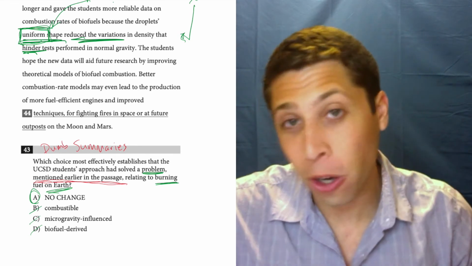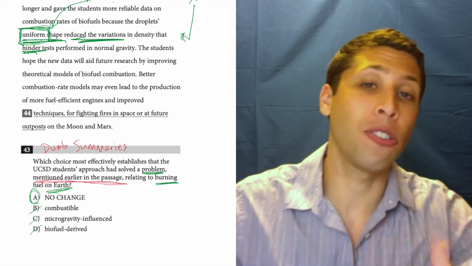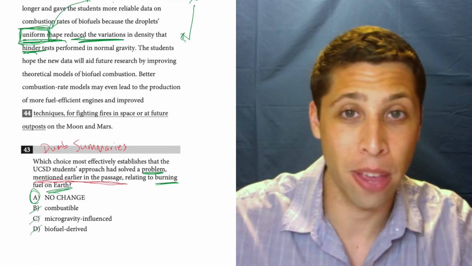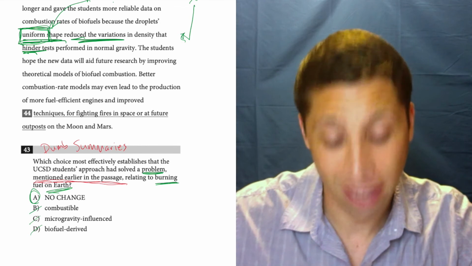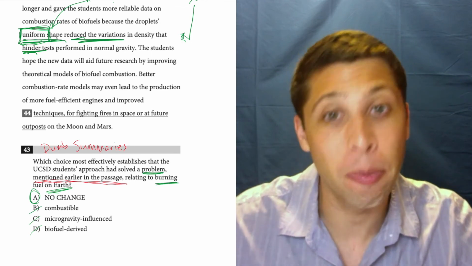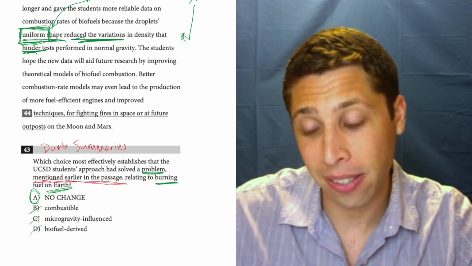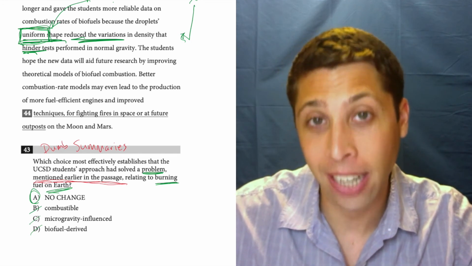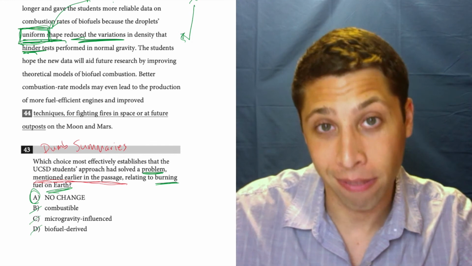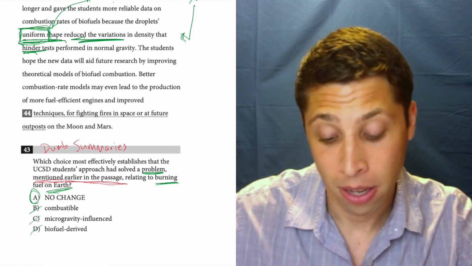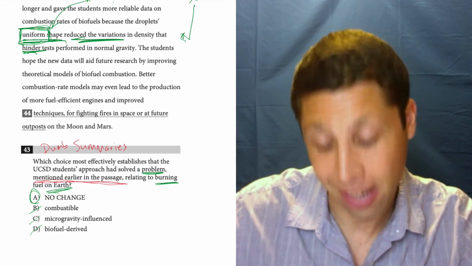So I could go back and reread it, but we've hit so many other questions that are about the exact same thing. We've got to trust that. That's kind of like a dumb summary that we've been writing along the way. We don't care about the specifics. We care about the fact that again and again and again they talked about shape. And right here, they talk about shape. The only choice that also talks about shape is choice A.